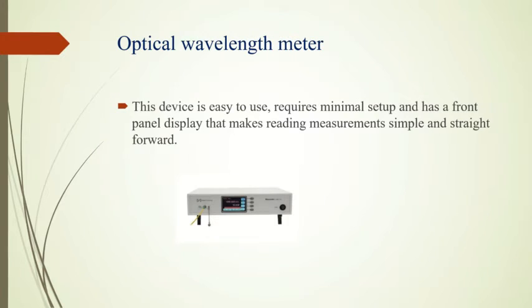The other instrument is the optical wavelength meter. It's also easier to use because it requires a minimal setup, and the key factor is it has a panel display that makes it easier to read off the measurements. That means it's straightforward to get the readings from this meter.